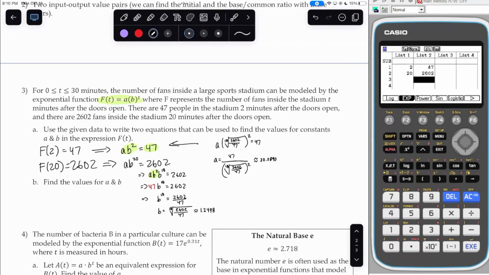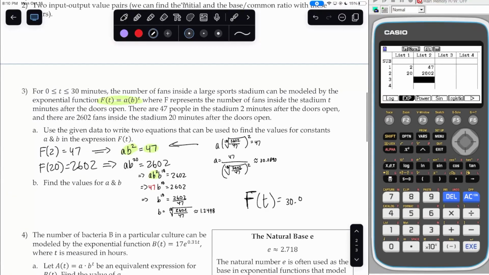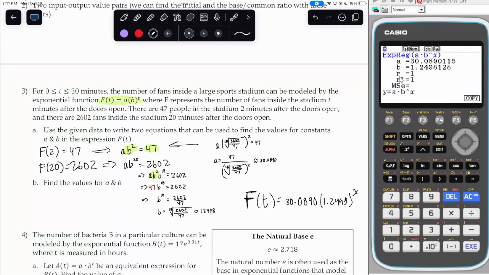So inherently what I'm saying is our function f, we actually know exactly what it should be now. F of t is equal to 30.0890 times 1.2498 all to the power of x, right? That's what we're claiming here. And so if I do my exponential regression, we should see that we do get the exact same A and B values. So life is good. Life is really good. So our answer is looking pretty right.